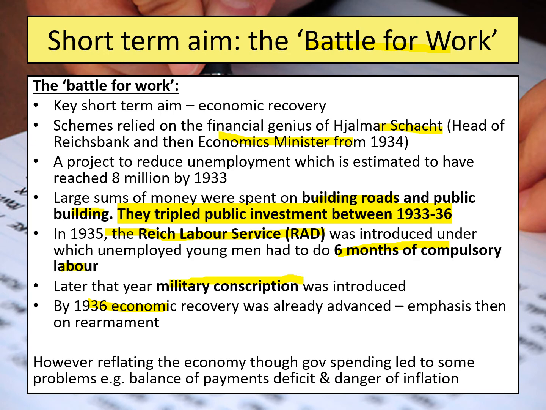And also then all those men in the army need things like uniforms and other resources, and therefore they're increasing the number of people working in factories. So generally the Nazis have done pretty well at winning the battle for work, but as we're going to see in a second, they also cheated a bit. Pause the video here if you do want to add any notes.